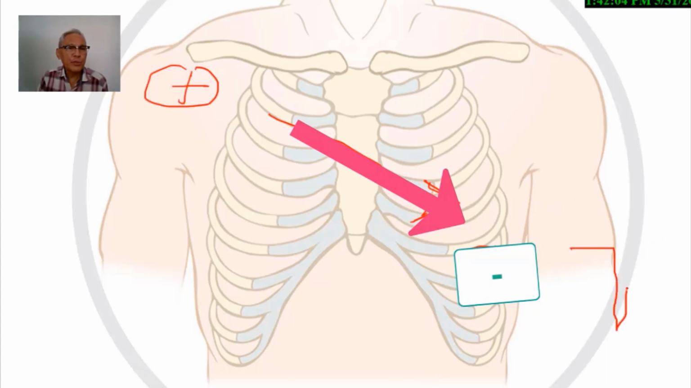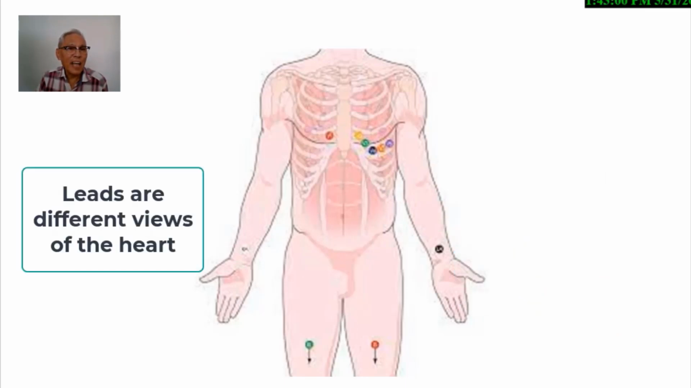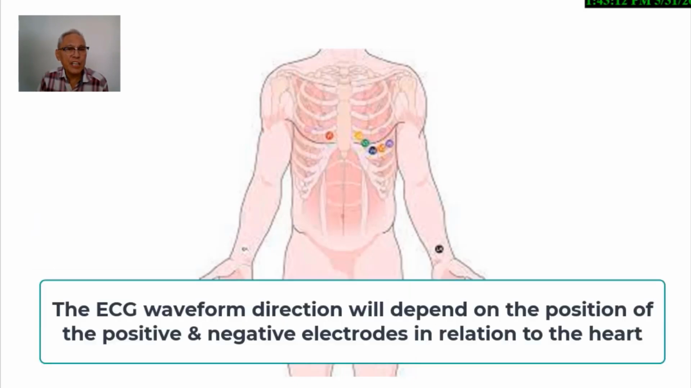The different views of the heart, named as leads, are accomplished by attaching electrodes to several parts of the body, as illustrated over here. And each of these views will have a distinct characteristic of the waveform, depending on whether or not the positive electrode is located towards the movement of the electrical flow or away from the movement of electrical flow.